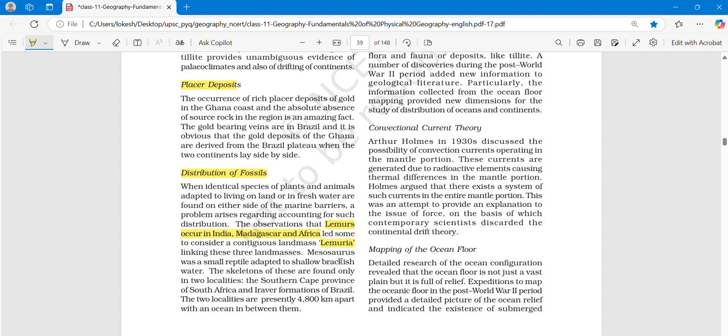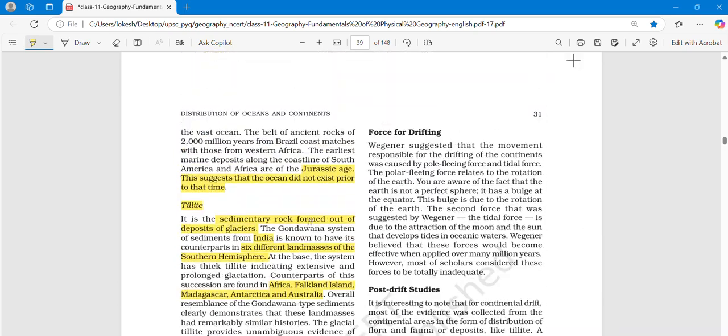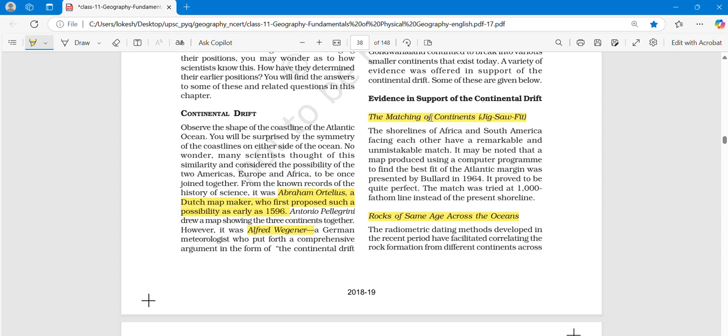Mesosaurus was a small reptile adapted to shallow brackish water. Skeletons of this reptile are found only in two locations: the southern Cape province of South Africa and the Irati formations of Brazil, with the ocean in between them. So, just a recap: fossils fit like a jigsaw.